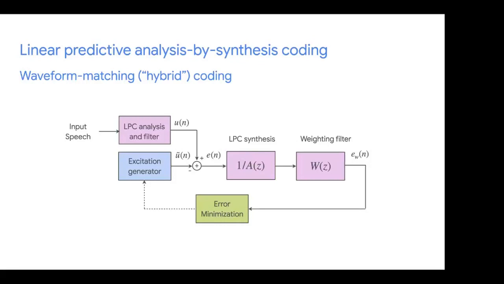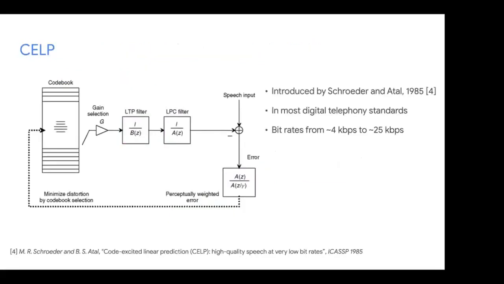The major breakthrough came in '85 when Atal and Schroeder introduced what's called code-excited linear prediction, the CELP or the KELP, depending on your flavor of pronouncing it. At that time when it came out, it took like a week on a Cray to produce a second of speech or so, because in the early 80s this was really, really computationally expensive.